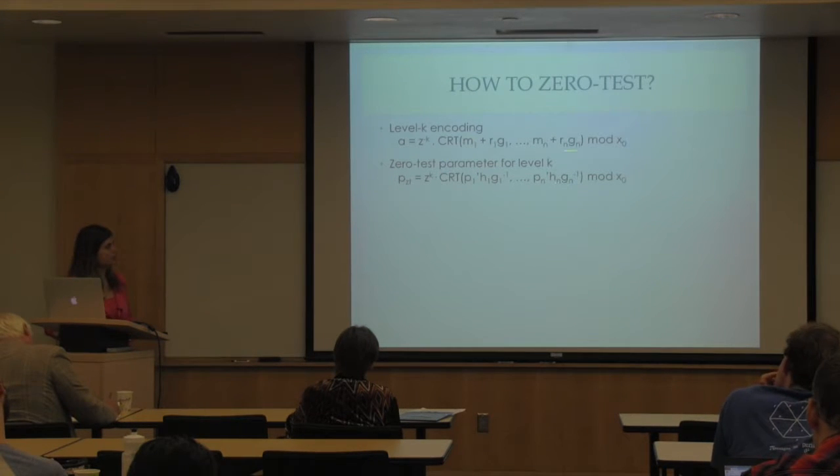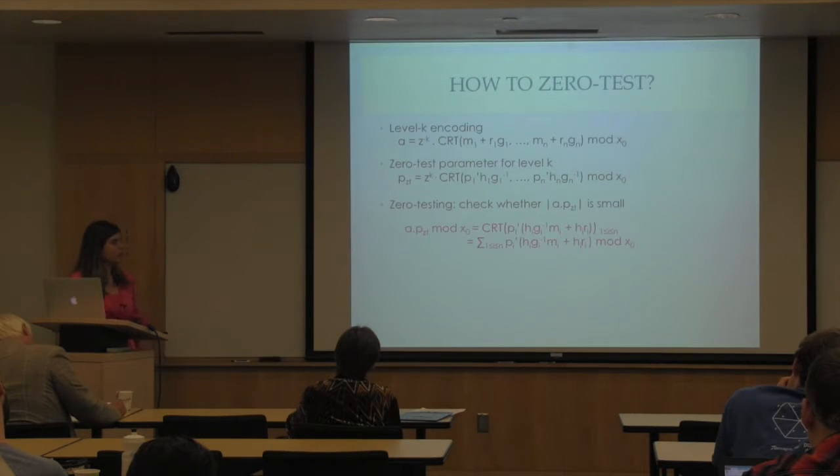And on the other side, we have the zero test parameters. So now what will be our zero testing check? We will be multiplying our encoding with the zero test parameter, and then we will check whether the absolute value of the result is small.